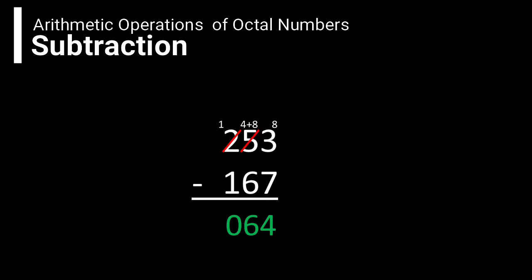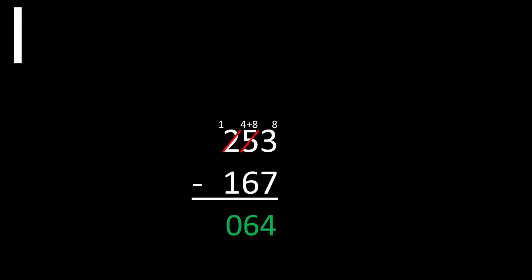Then we need to borrow from 2. 2 will become 1. Then 4 plus 8 is equal to 12. Then 12 minus 6 is equivalent to 6. Then 1 minus 1 is equal to 0. Therefore, 253 minus 167 is equivalent to 64, the base of 8.